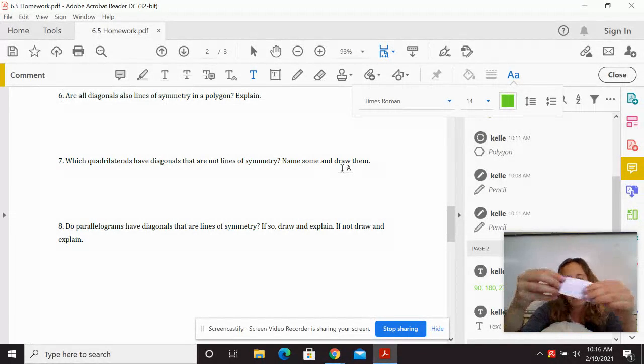Here's my rectangle again. This is the diagonal. Being mirrored is hard. This is my diagonal line. Is it also a line of symmetry? No, we figured out that it wasn't. If I were to fold my rectangle on this line, it does not fold over onto itself. Remember that? So no. The rectangle is one. What are some other quadrilaterals where their diagonals are not lines of symmetry?